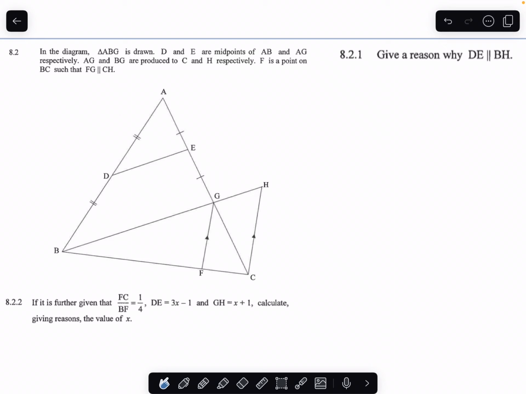We are busy with Paper 2 of November 2022 from the department, looking at question 8.2 today. In the diagram, triangle ABG is drawn. D and E are midpoints of AB and AG. So D is the midpoint of AB, and E is the midpoint of this side. So then we immediately know these are parallel, which is the first question.